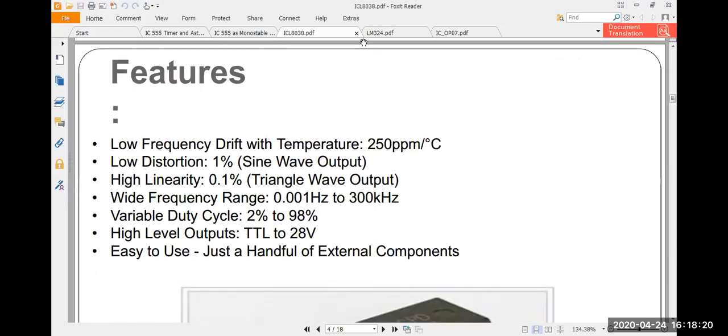Now, what are the features? This we have seen: it has a low frequency drift with temperature, low distortion, high linearity. Linearity is concerned as far as the triangular wave is concerned. We have this wide frequency range. You can vary the duty cycle from 2% to 98%. Now we have seen what is duty cycle. It's on time divided by the total time period.